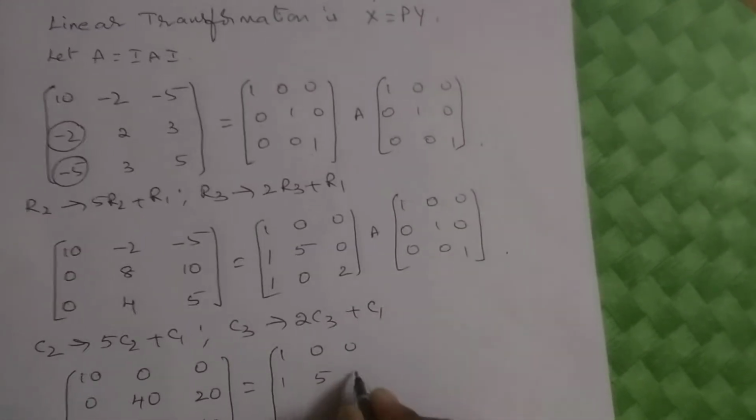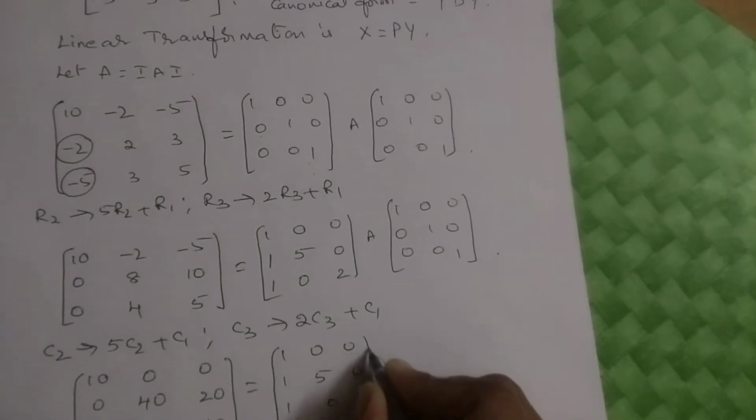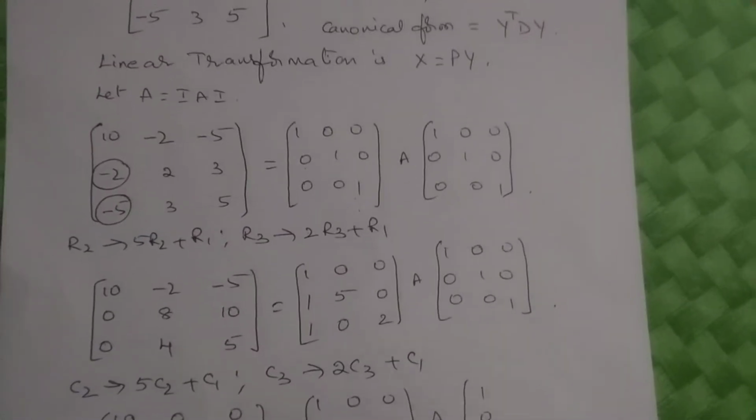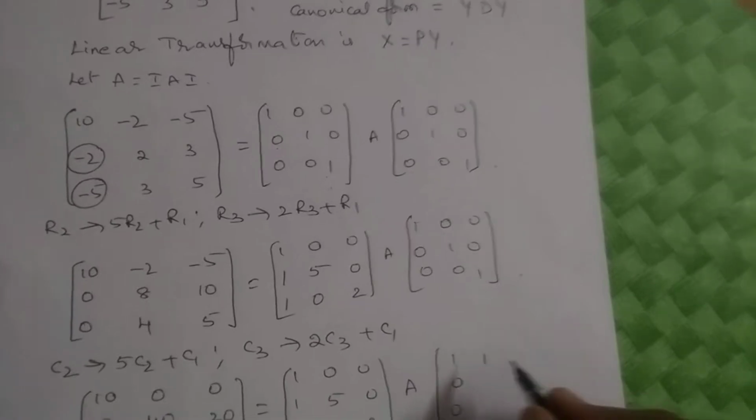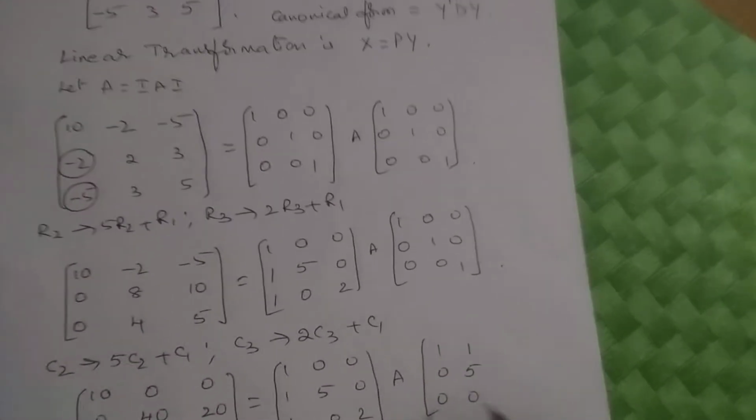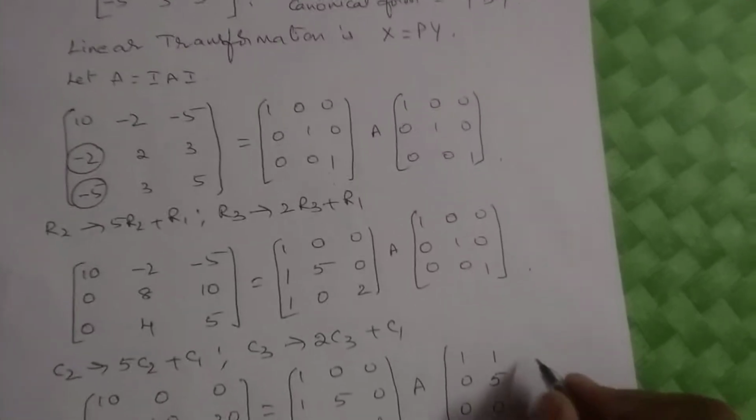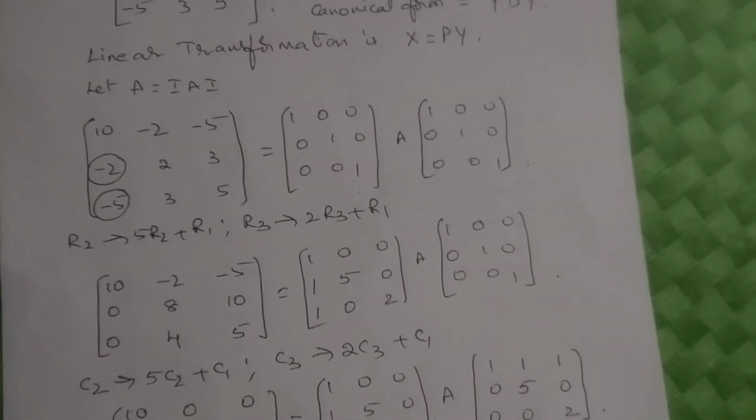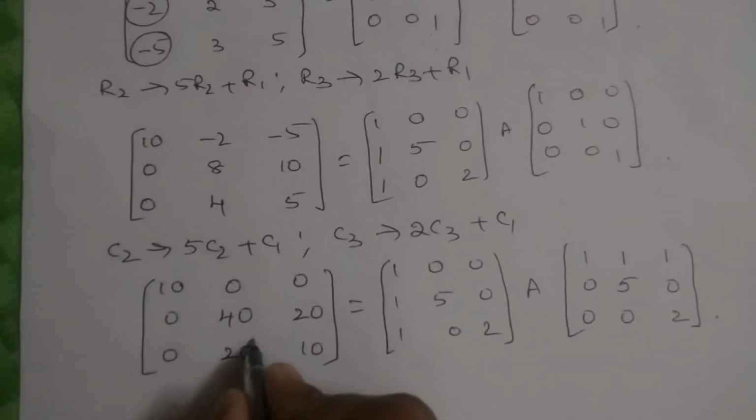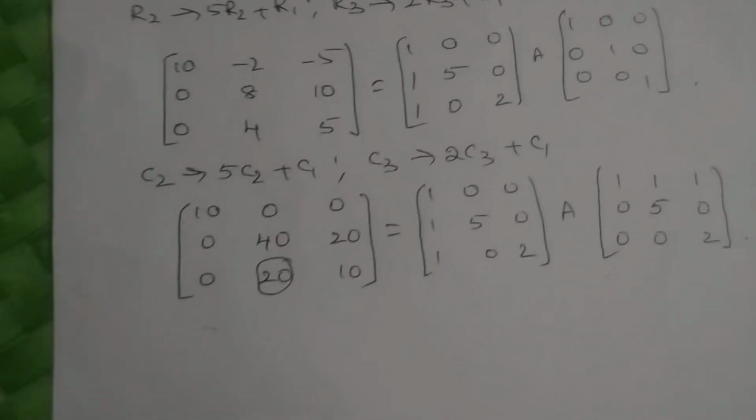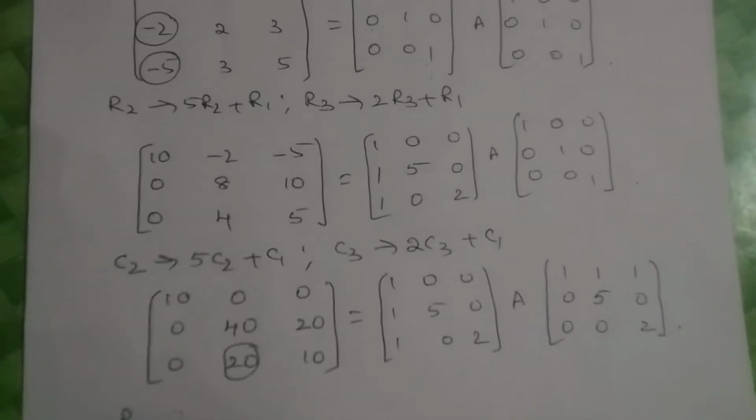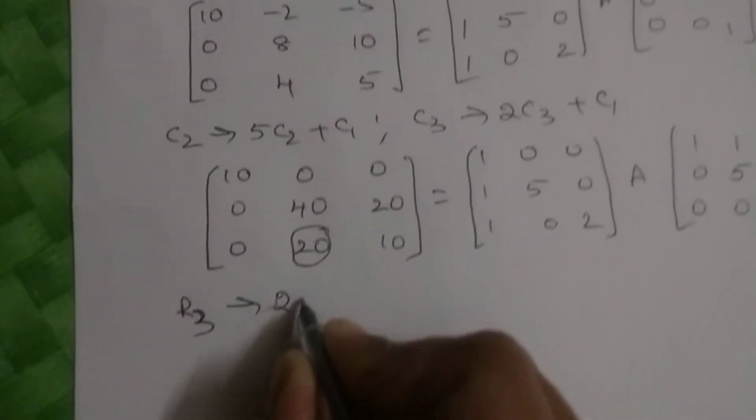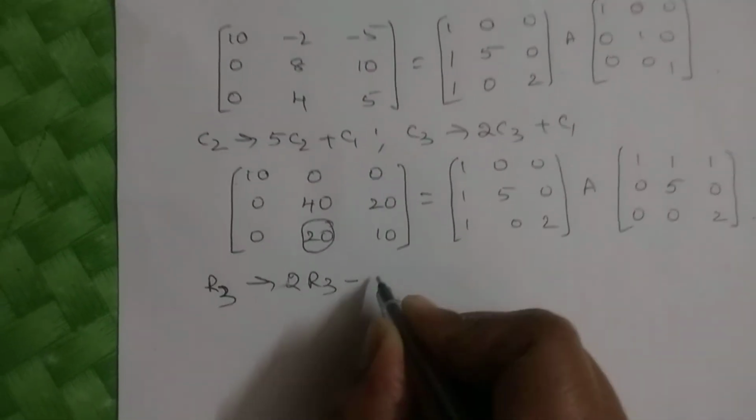So the first I will be the same. We should not change it. We have to change the second I, 1 0 0, and 5 C2 plus C1, this is 1, and 5 plus 0, 5. Next 0. Next 2 C3 plus C1, 1, 0, 2. Now what element do we have to make 0 here? This is 20. So for this 20, what row operation do we have to use here? R3 implies 2R3 minus R2.